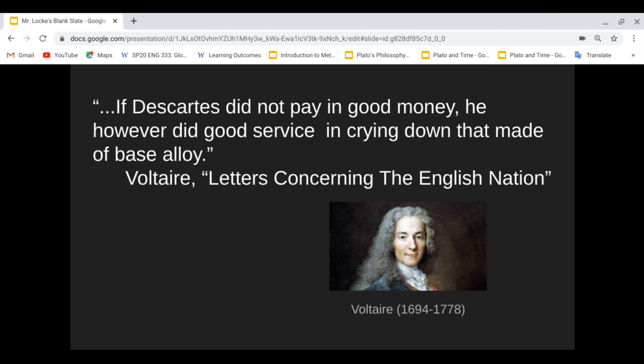If Descartes did not pay in good money, he, however, did good service in crying down that made of base alloy." All right, so in other words, he didn't really deliver the goods in terms of the epistemology that he offered the world, or his way of knowing the world, but he did do everybody a favor, putting it in more anachronistic terms, by deconstructing this occult notion of quidditas that persisted in the thinking of the scholastics or in the Thomist tradition.